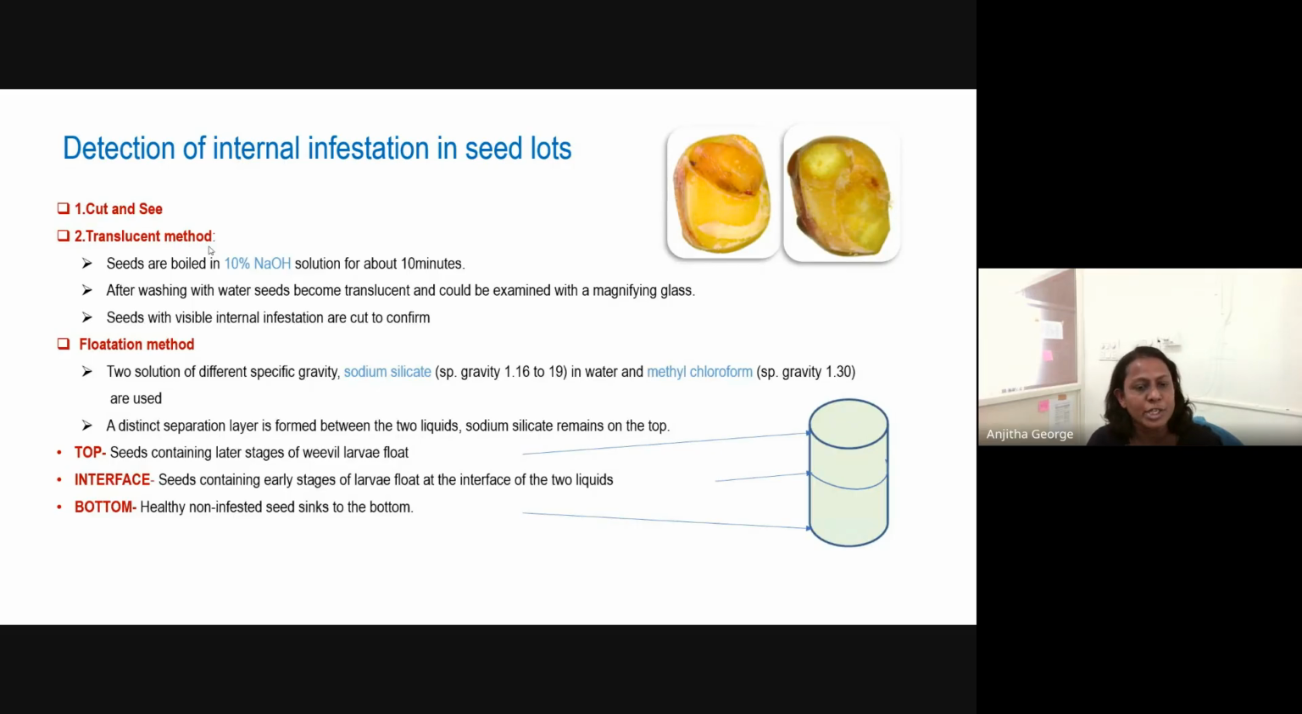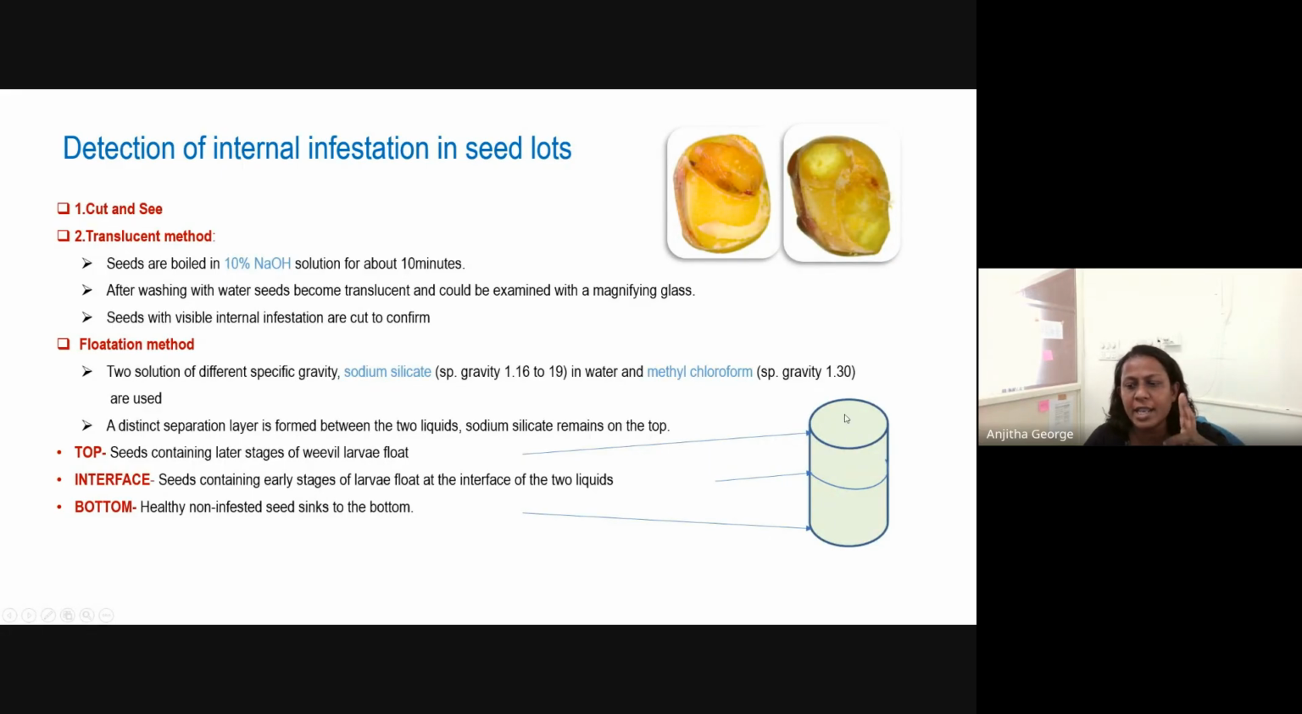The third method is the flotation method. In the flotation method, we use two different solutions: one is sodium silicate and the other is methyl chloroform, and the specific gravity has been mentioned here. The sodium silicate has a specific gravity of 1.16 to 1.90, and here you can see it plus water. There will be a separation layer between these two liquids, and the sodium silicate will always remain on top. After mixing the solution, you have to put the seeds in the container.